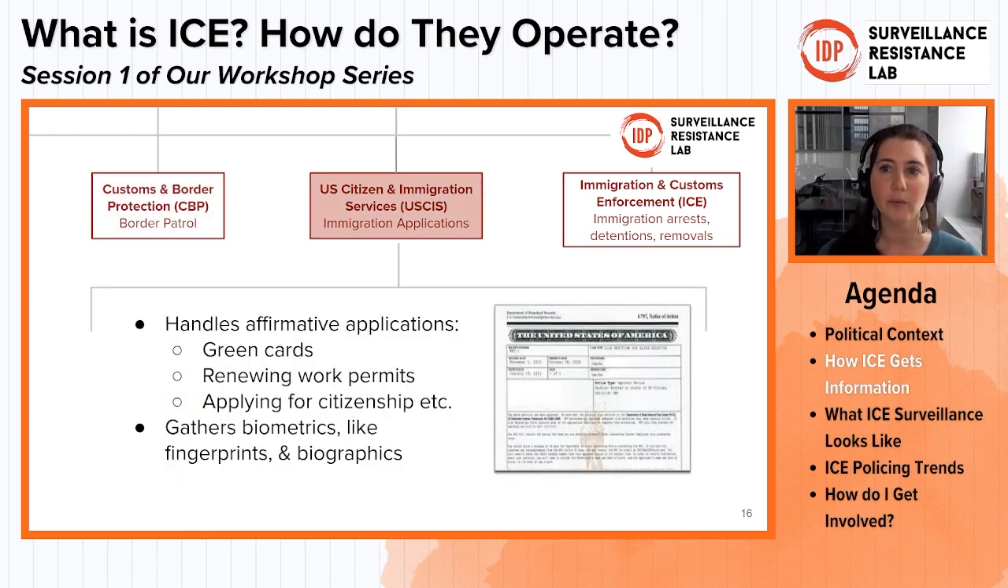Okay, so this is USCIS, U.S. Citizenship and Immigration Services. This is the agency that is charged with handling affirmative immigration applications. So this would be if you apply for a green card, if you're renewing the green card, if you're renewing work permits, if you're applying for citizenship, any affirmative application before USCIS. One of the first things that happens after you get a receipt notice is that you're asked for your biometrics, which again includes fingerprints and other information like biographics, and that is all shared internally within the different DHS agencies, including with ICE. Next slide.